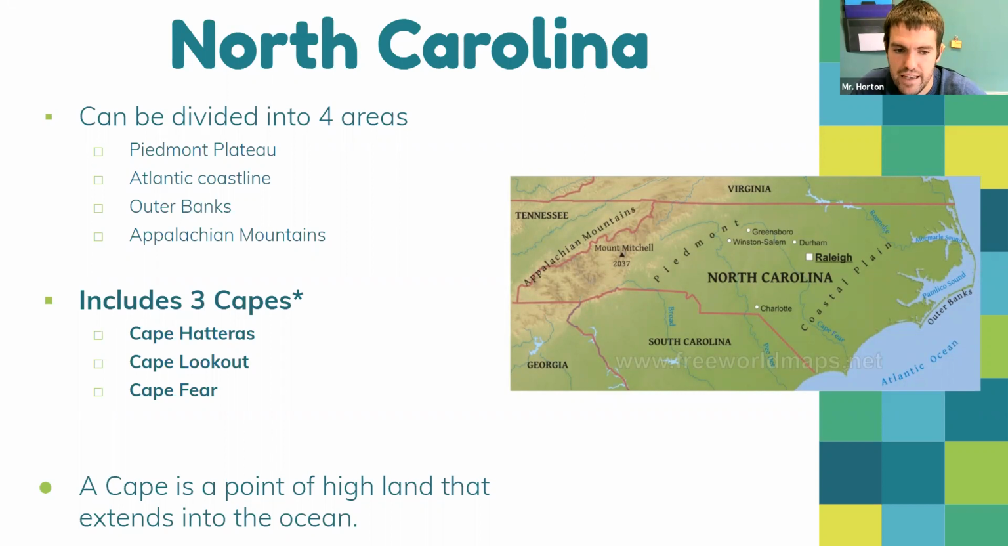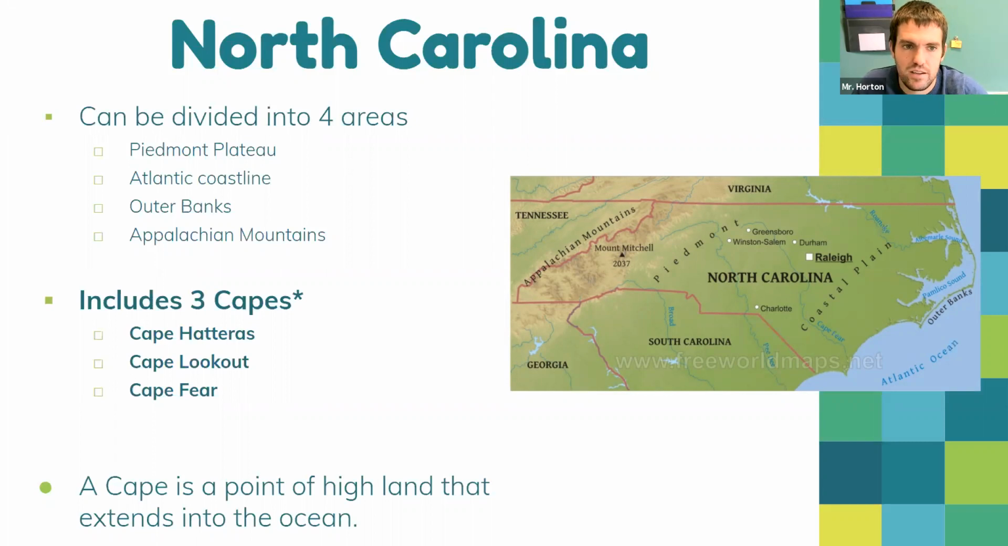A cape is a point of high land that extends into the ocean. It's almost like these island chains, these high land chains in the ocean along the Atlantic Ocean. You have Cape Hatteras, Cape Lookout, and Cape Fear, which are all of our famous capes within North Carolina.